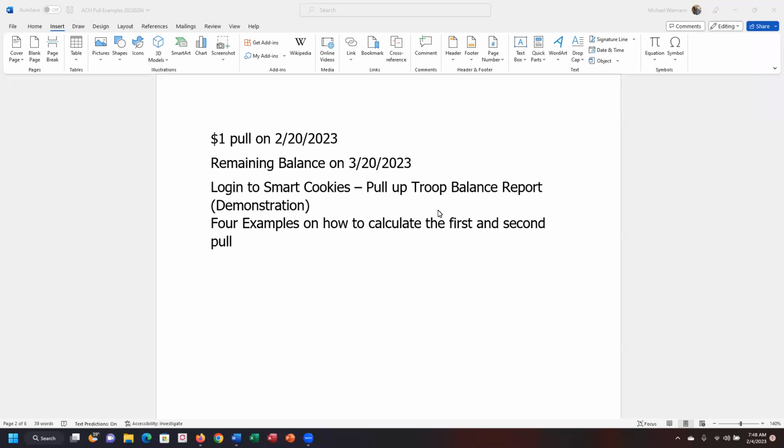I'm going to go through some examples on how to calculate it, and how to determine if you will have an initial pull or not, relative to the amount of credit card payments or the like relative to your troops. I'll demonstrate how to get to a report, this troop balance report, that's going to tell you the numbers you need to make the determination. Then I'm going to go through 4 examples, different scenarios on how to calculate the first and the second pull. Relative to the amount of credit card payments, you may or may not have a first and or a second pull. So without further ado, I'm going to go through how to make that determination.